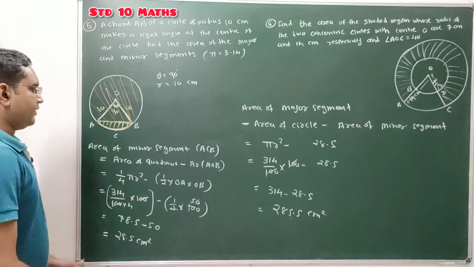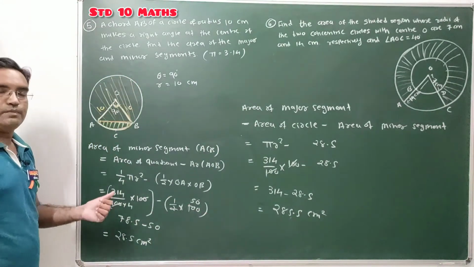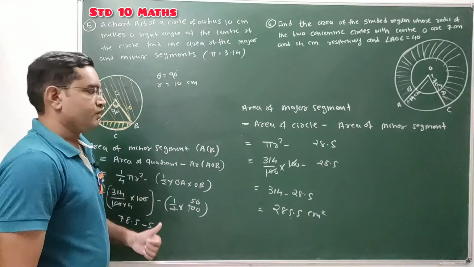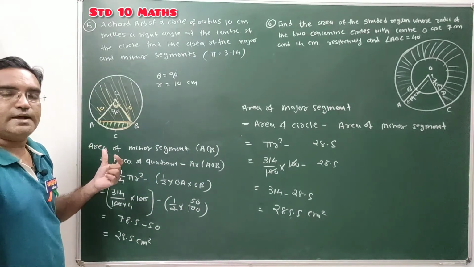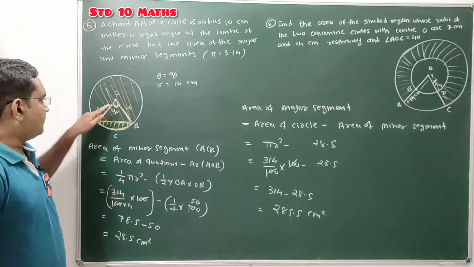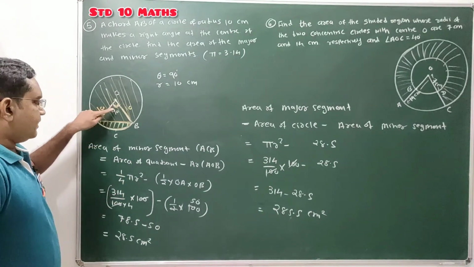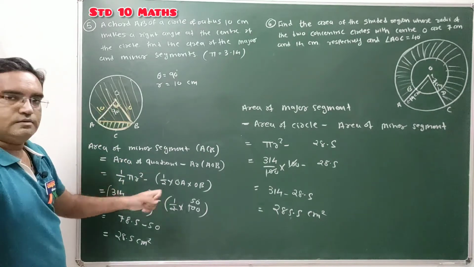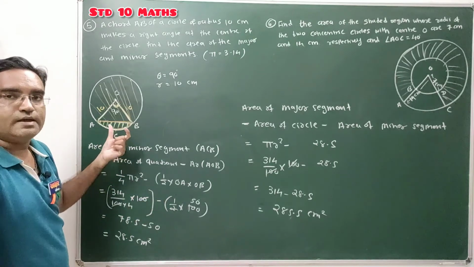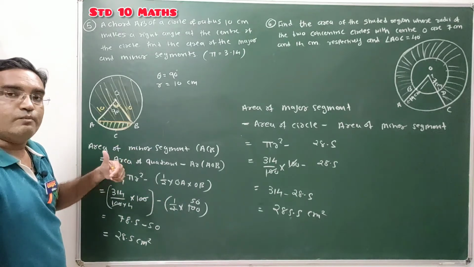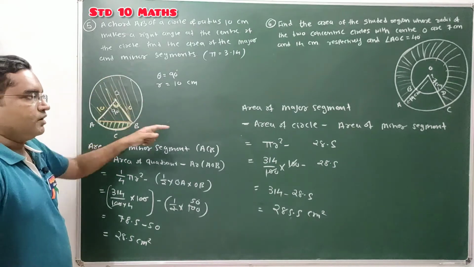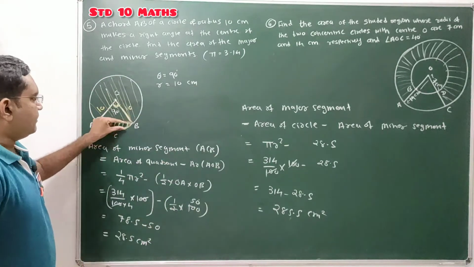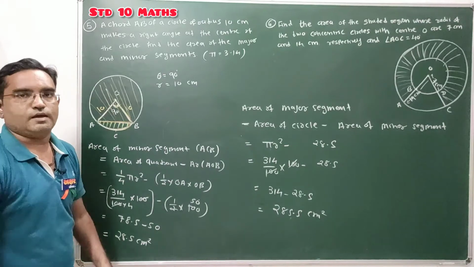So this is how you can find the area of the minor segment as well as the area of the major segment. To find the area of the minor segment, first you have to find the area of the minor sector. From the area of the minor sector, subtract the area of the triangle. Then you will get the area of the minor segment. And then to find the area of the major segment, you have to find the area of the circle. From the area of the circle, subtract the area of the minor segment, so you will get the area of the major segment. Clear?